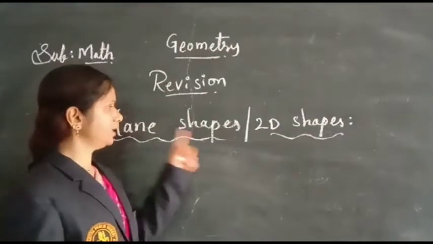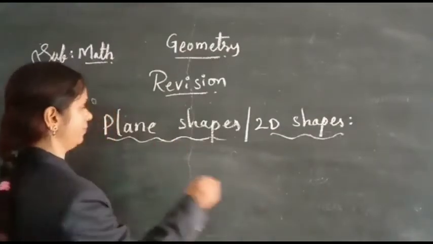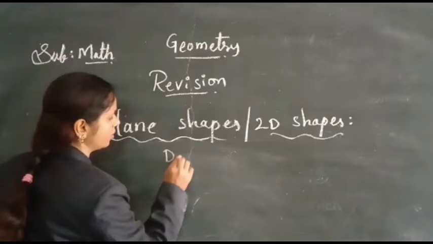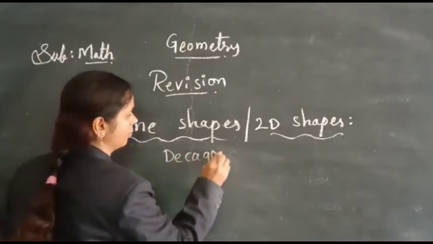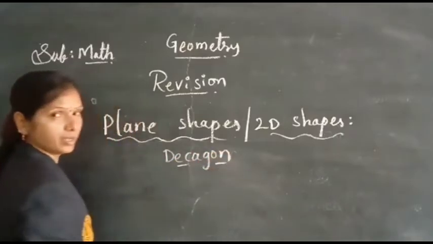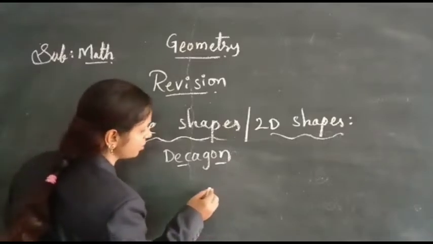Yeah, children. The next plane shape, 2D shape, is the decagon. Here you can see the decagon.